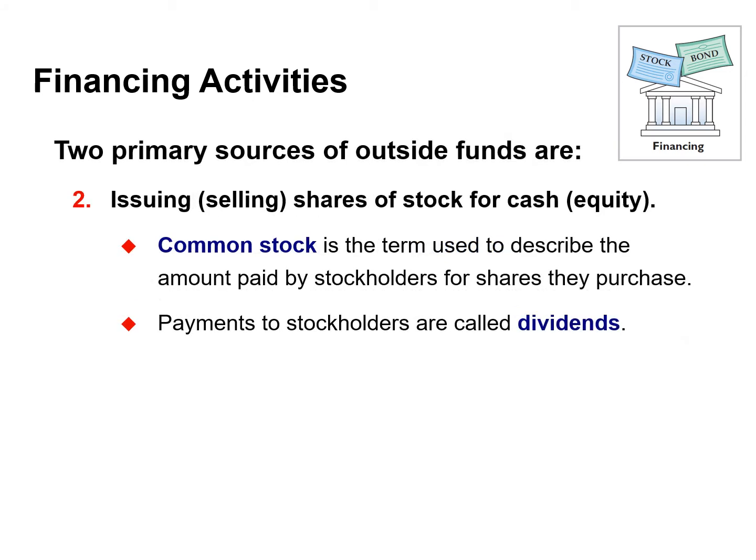The other source of financing for corporations is issuing or selling shares of stock in exchange for cash. We refer to this as equity financing. Corporations can obtain funds by selling shares of stock to investors. Common stock is the term used to describe the total amount paid in by stockholders for the shares they purchase. Many corporations make payments to shareholders on a regular basis as long as there is sufficient cash. These cash payments to the stockholders are called dividends.